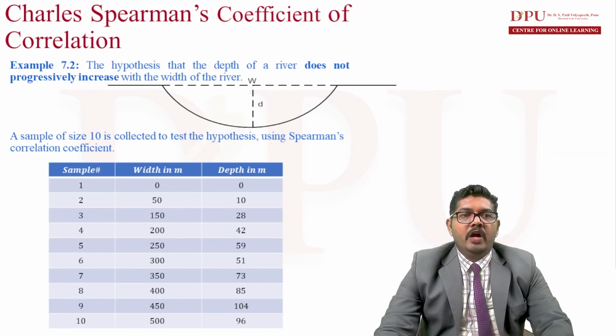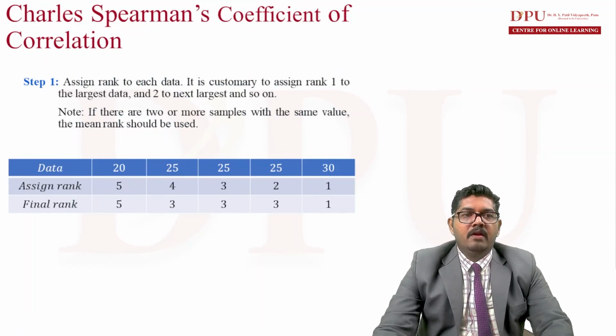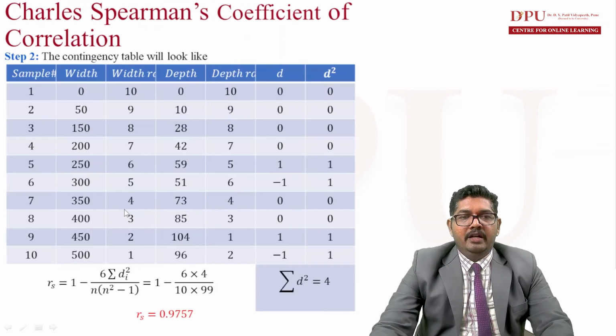So this is the data we have, the hypothesis that the depth of the river does not progressively increase with the width of the river. So this is the hypothesis we want to judge. A sample size of 10 is collected to test the hypothesis using Spearman's correlation coefficient. So we have data of width in meter and depth in meter, and we have to judge whether the depth of the river increases or decreases with the width of the river. So we assign some rank, like 5, 4, 3, 2, 1 to the data, and here is the example. Here is the solution.